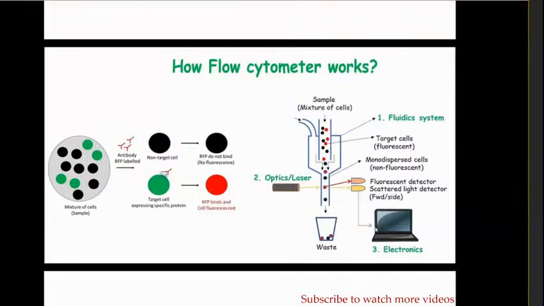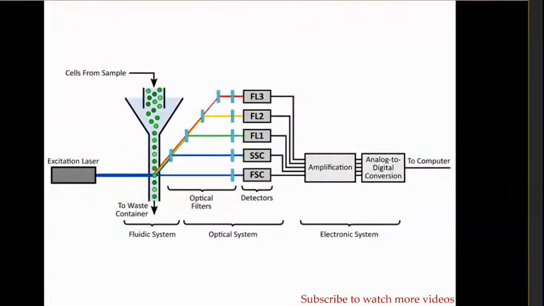If there is a need of the target cell, it moves and places the collecting tube to collect the specific cell. That's cell sorting.